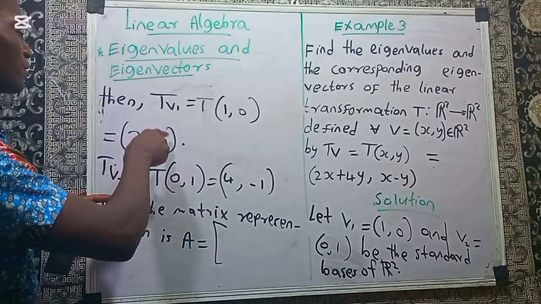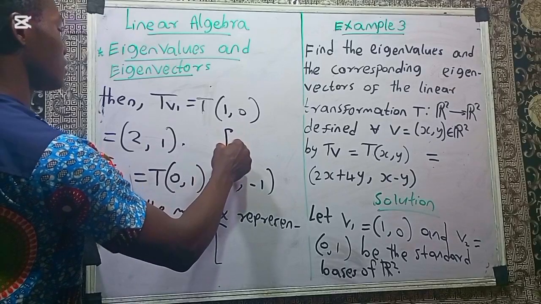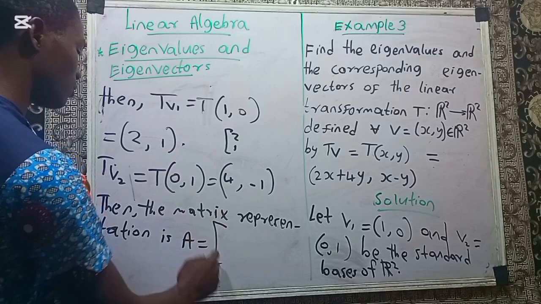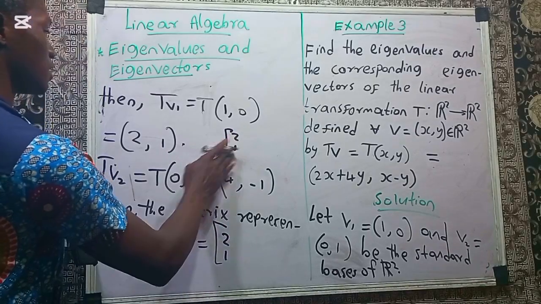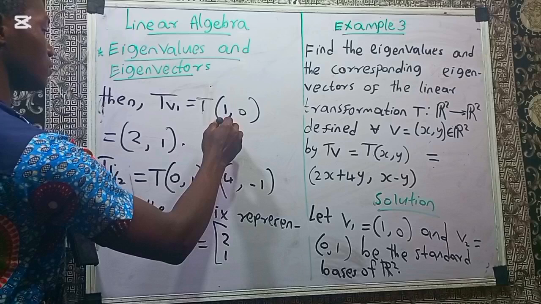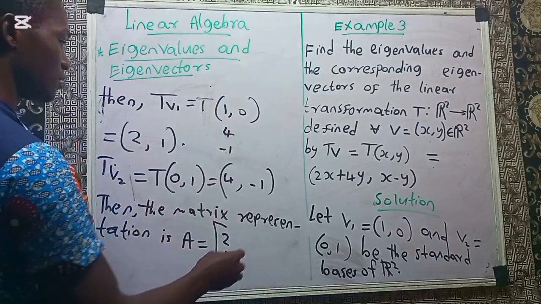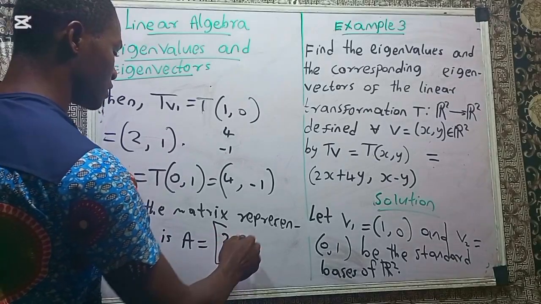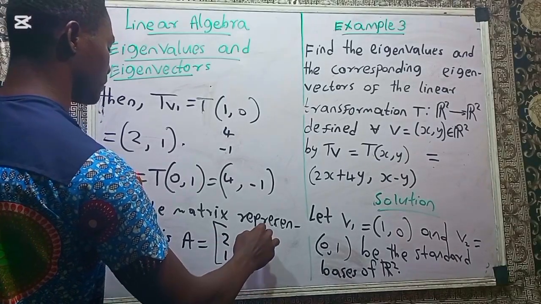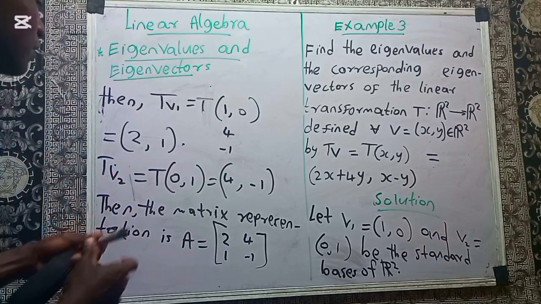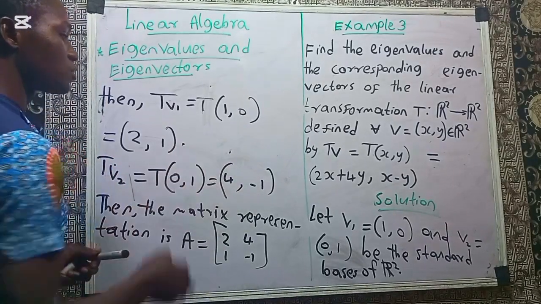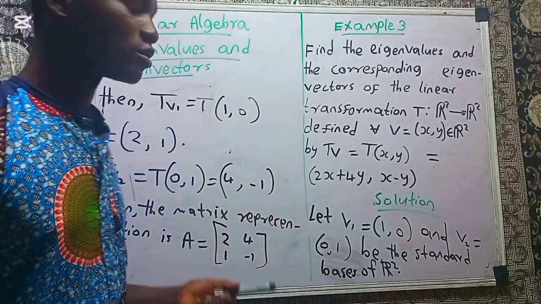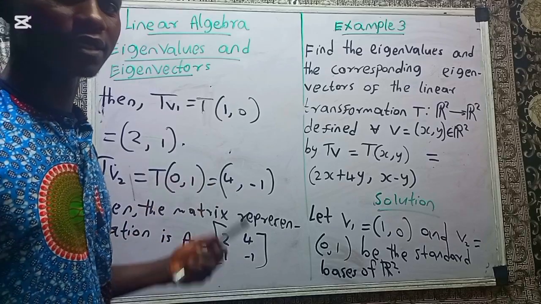So if you transpose this first one, how will it look? It will look like this: 2, 1. If you transpose it, it will form the first column of this matrix: 2, 1. If you transpose the second one, how will it look? 4, negative 1. So the second column of this matrix representation will have entries 4, negative 1. So this is basically what we have.